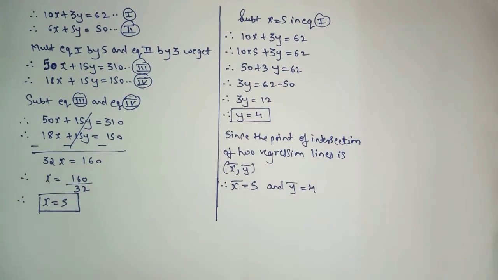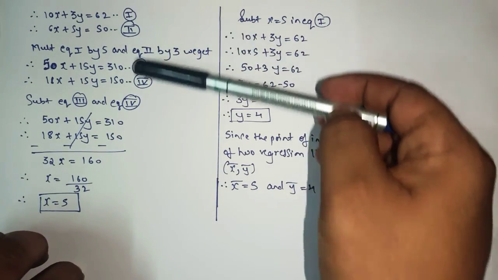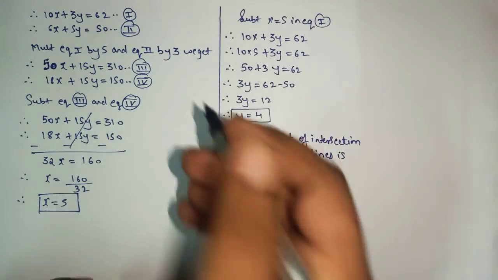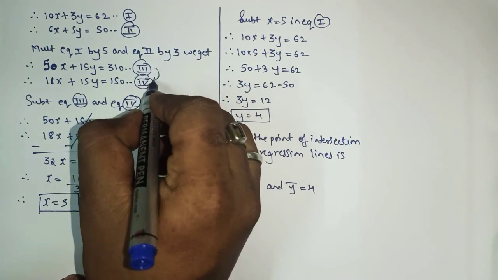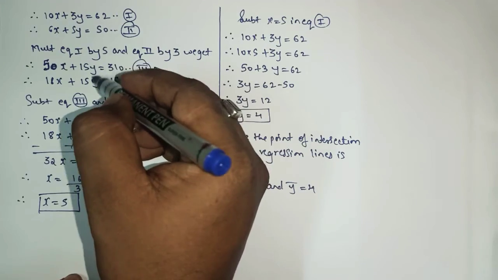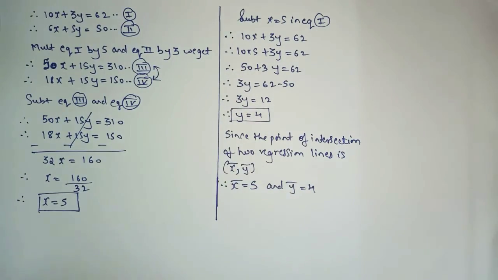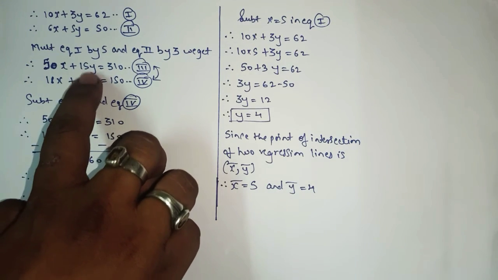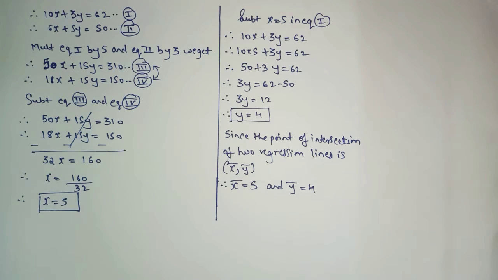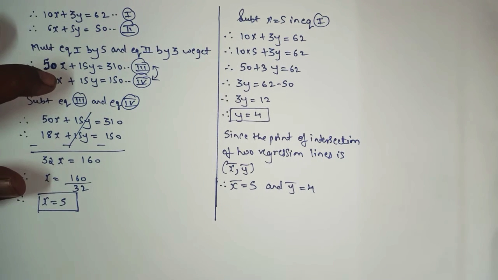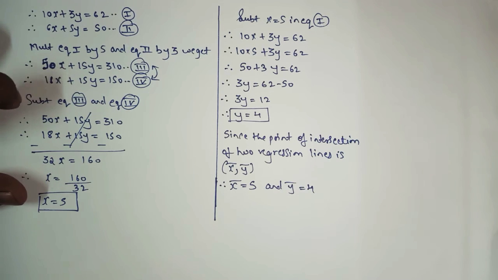Now, as per the rule, out of these 4, clearly we can see that in equation number 3 and 4 the coefficient of y is the same. So here we have to solve equation number 3 and 4 simultaneously to get the answer of x and y. As the sign of y is the same, both are positive, so both positive means what? We have to subtract these two equations.